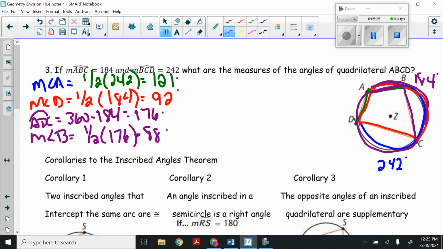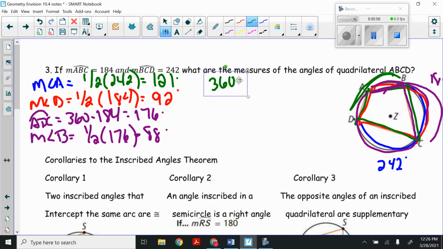Now all that's left to find is angle C down here. I don't know the measure of this arc, and with the other two measures, I'm not able to find that. But I do know that all four angles in a quadrilateral, and ABCD is a quadrilateral, add up to equal 360. So 360 minus my other three angles, 121, minus 92, minus 88. So the measure of angle C is equal to 59 degrees.